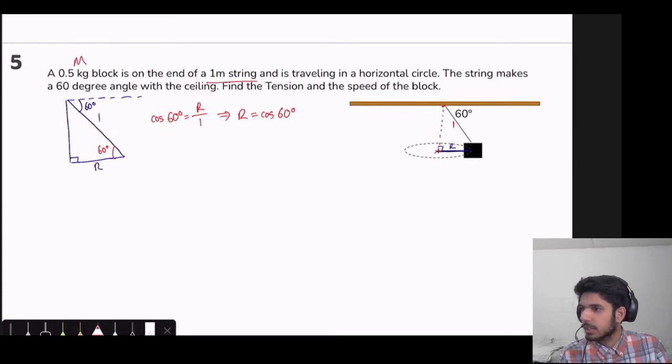So let's see what's going on here. Let's just leave it as that. Okay, so we have R.